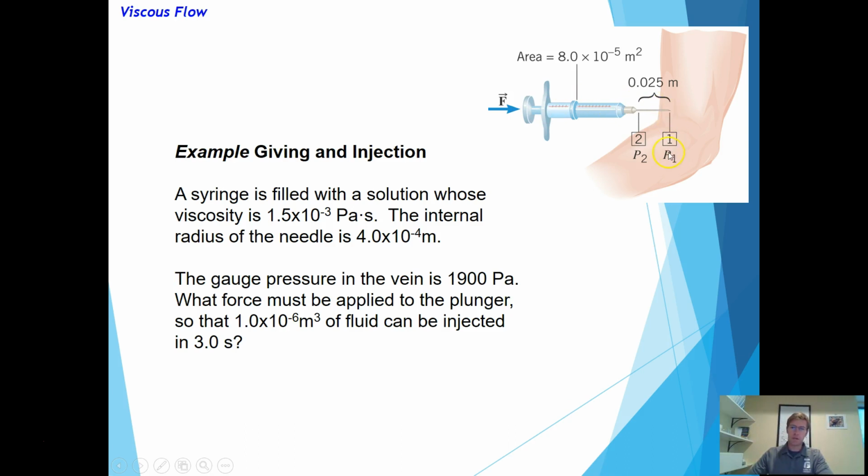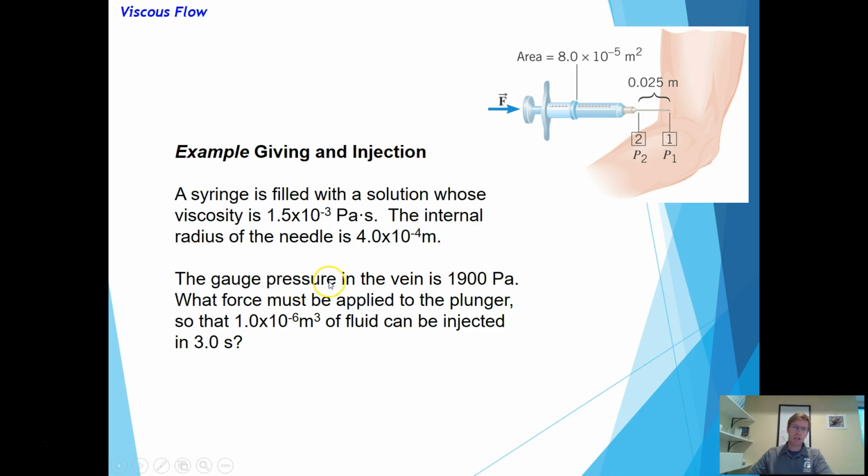So inside my body, there's some pressure, P1. P2 is the pressure at the beginning of the needle. Here's the length of the needle. And here's the cross-sectional area of the plunger, and F is the force that my mom's applying. So there's a fluid inside of here. Let's say it has a viscosity of 1.5 times 10 to the negative third pascal seconds. And the internal radius of my needle, it's a thin needle, so it's only 4 times 10 to the negative fourth meters. That's the radius. Makes sense, it should be small.